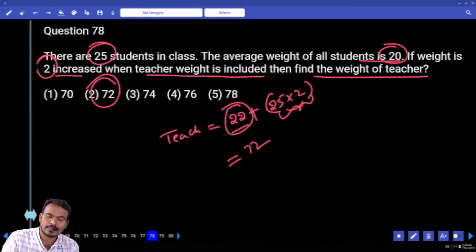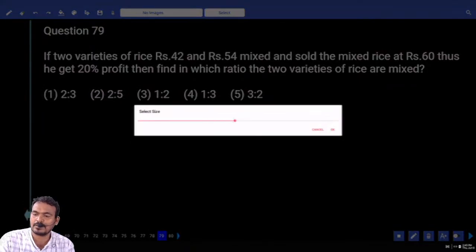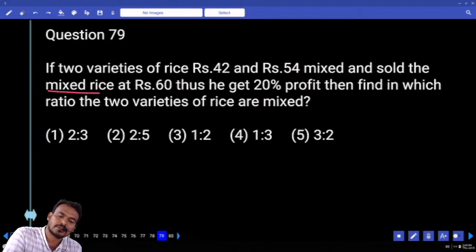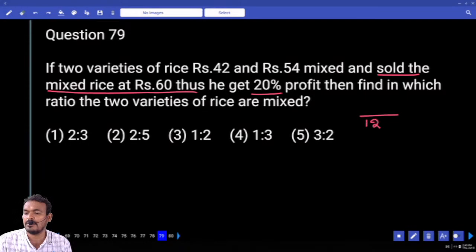Next question number 79. If two varieties of rice at 42 and 54 are mixed and the mixed rice is sold at 60 rupees, you get a 20% profit. Sold the mixed rice, is it the selling price or cost price? Selling price. You are getting a profit of 20%. 20% profit means what is the selling price? 120%. That is equal to how many rupees? 60. But we require the cost price of the mixture. How much percent do we need? 100%.